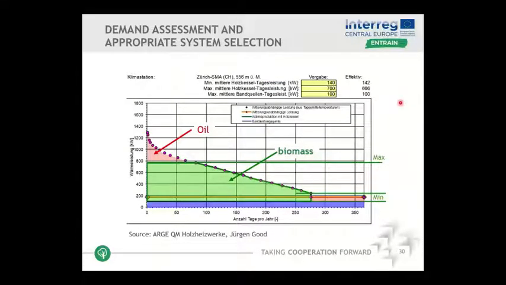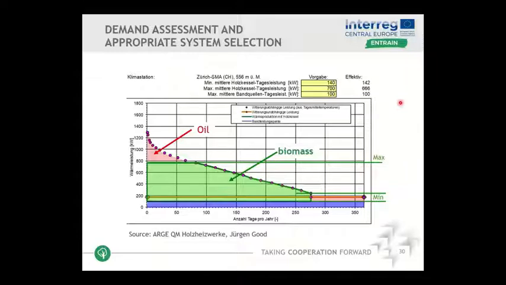Within QM, we offer an Excel tool. This Excel tool is pretty often mentioned in the Q guidelines. It has a very bad name, a long name. We call it Excel tool for demand assessment and appropriate system selection, something like this. Not the best name, but we did not find another one. However, we cannot go into detail with this Excel tool now. This will take another day, I guess, to go through it.